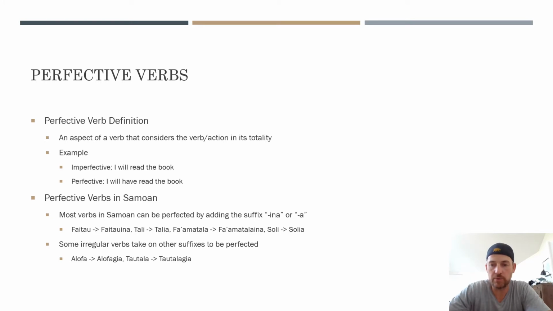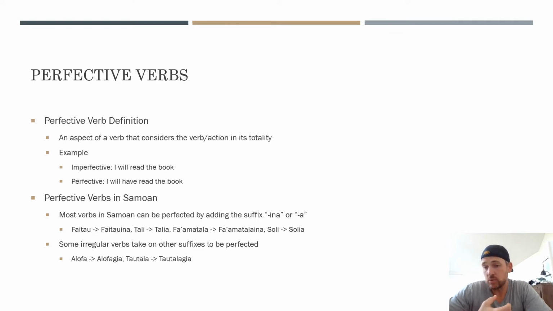So anyway, I just want to throw that out there. I wouldn't stress about this except for knowing how to recognize it and not getting hung up on it. So anyway, like I said, most verbs in Samoan, you add an ina or an a to the end of it, and that's what makes it perfective. As an example, faitau. Faitau is to read in Samoan. Faitauina is the perfective form of faitau.